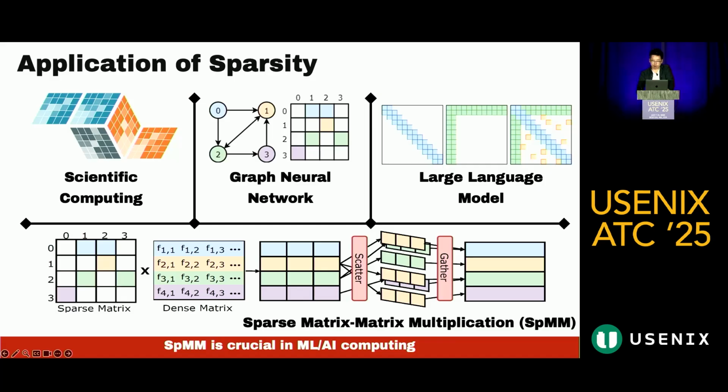So across the board, from scientific computing to AI, a core operation keeps growing: the sparse matrix multiplication, or SpMM for short. I will talk about how to optimize this specific kernel today.